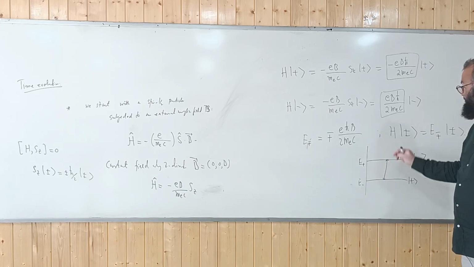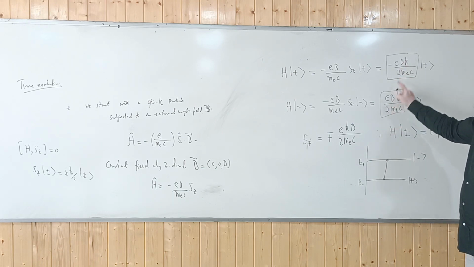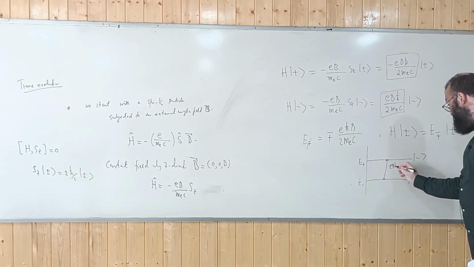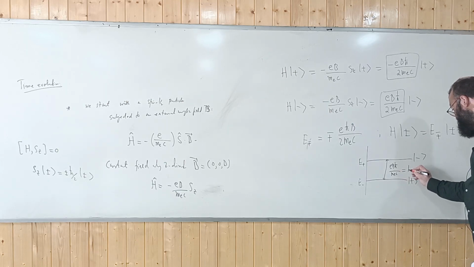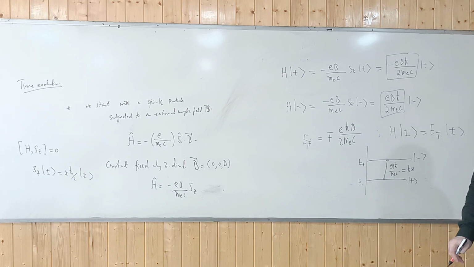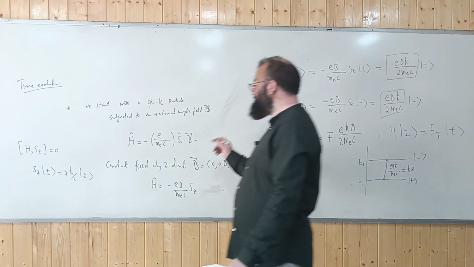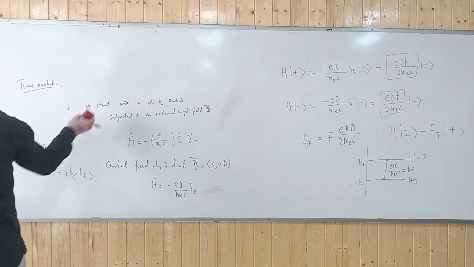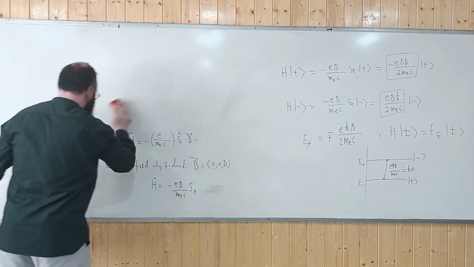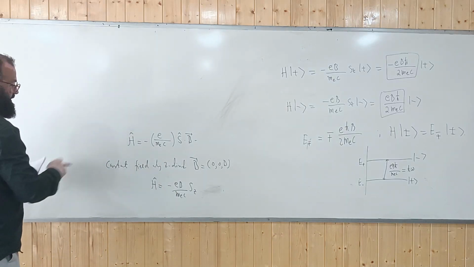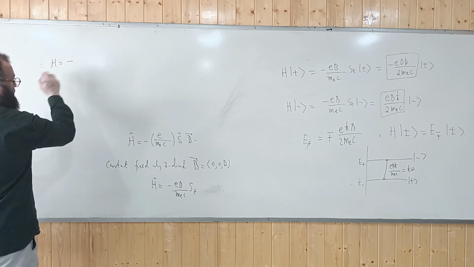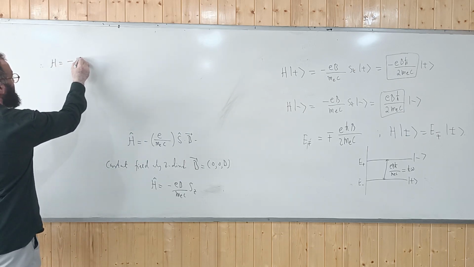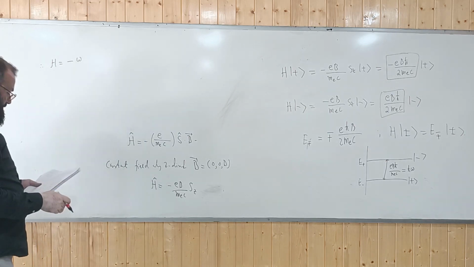And what is the gap between the two? The difference between the two is simply equal to eB h-cross divided by mec. So let's define this gap as h-cross omega. Got it? So I am defining this gap to be h-cross omega. Therefore I will write H is equal to omega. So it should not be minus.